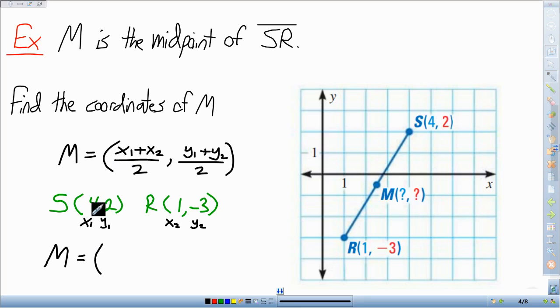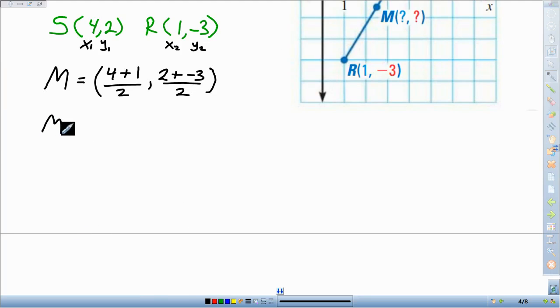All right, so let's plug them in. X1 plus X2. X1 is a 4 plus X2 is a 1 over 2. And Y1 plus Y2 over 2. Y1 is 2 plus Y2, which is -3 over 2. Okay, so now we just need to do a little bit of math and we'll have the coordinates of the midpoint of our segment, right? So let me scroll down. All right, so midpoint equals 4 plus 1, we got a 5 over 2. We'll deal with that maybe in a second. Over here, 2 plus -3.